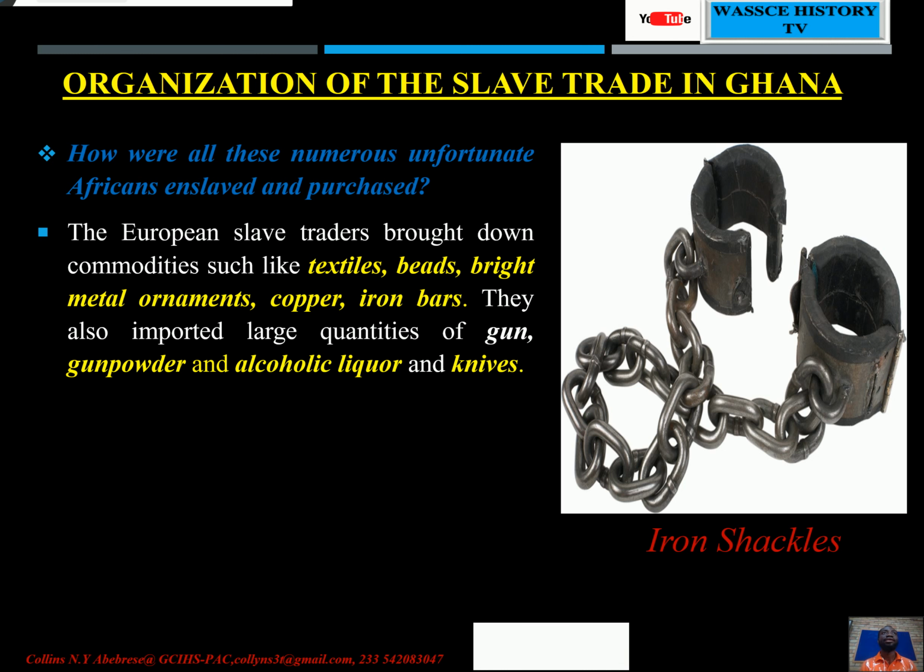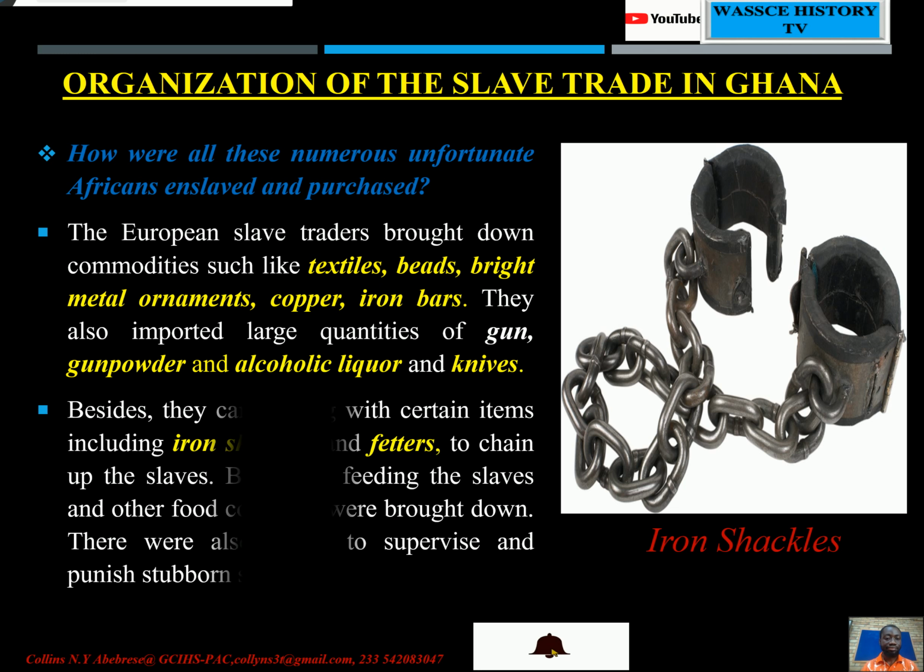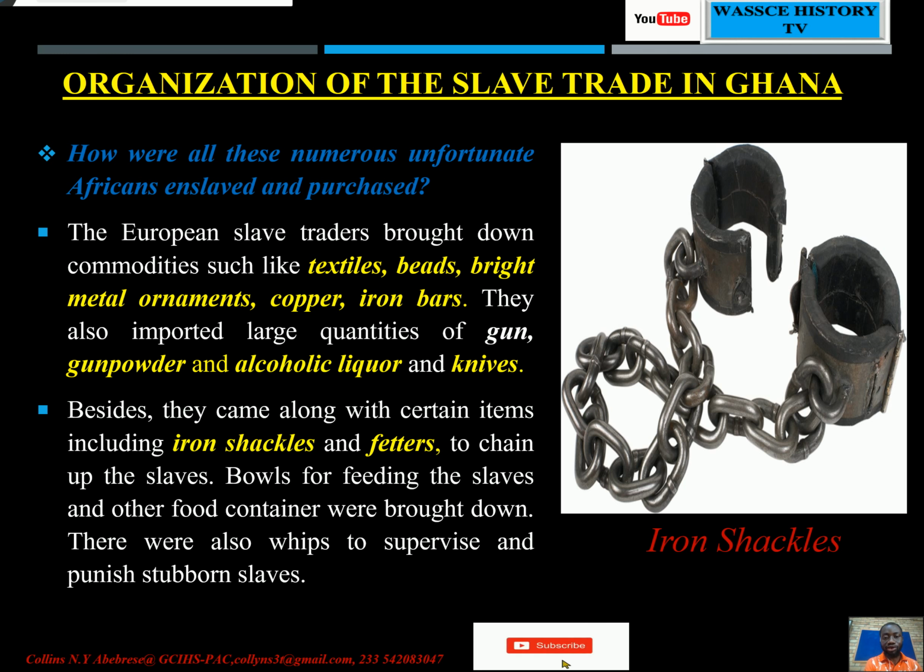These were the commodities that the European slave traders would bring with them from Europe to barter for these human commodities, that's the slaves. Besides these commodities that they bring to exchange for the human commodities, they also came along with items like iron shackles as well as fetters. These were meant to chain the slaves up. Again, they also came with some food for the slaves, and also some whips to punish the stubborn slave.